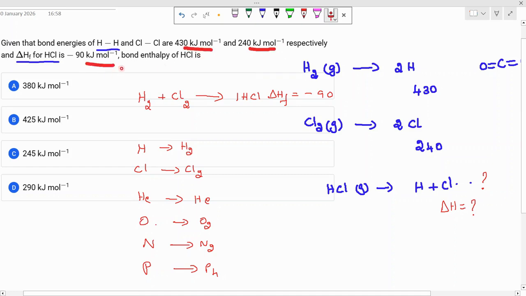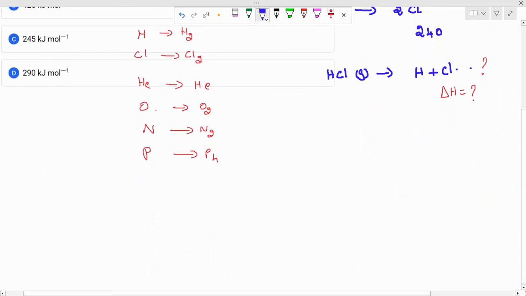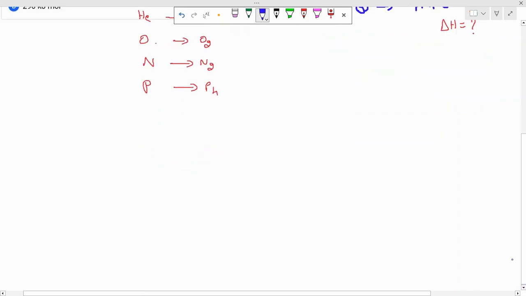Actually, they have given the same unit here. Sometimes they will play with the unit, so be careful about that. But here the same unit is there, so it is not necessary to bother about that. I will solve that question. They are asking the bond breaking enthalpy, that is, the bond enthalpy of HCl. I'm going to use Hess law.